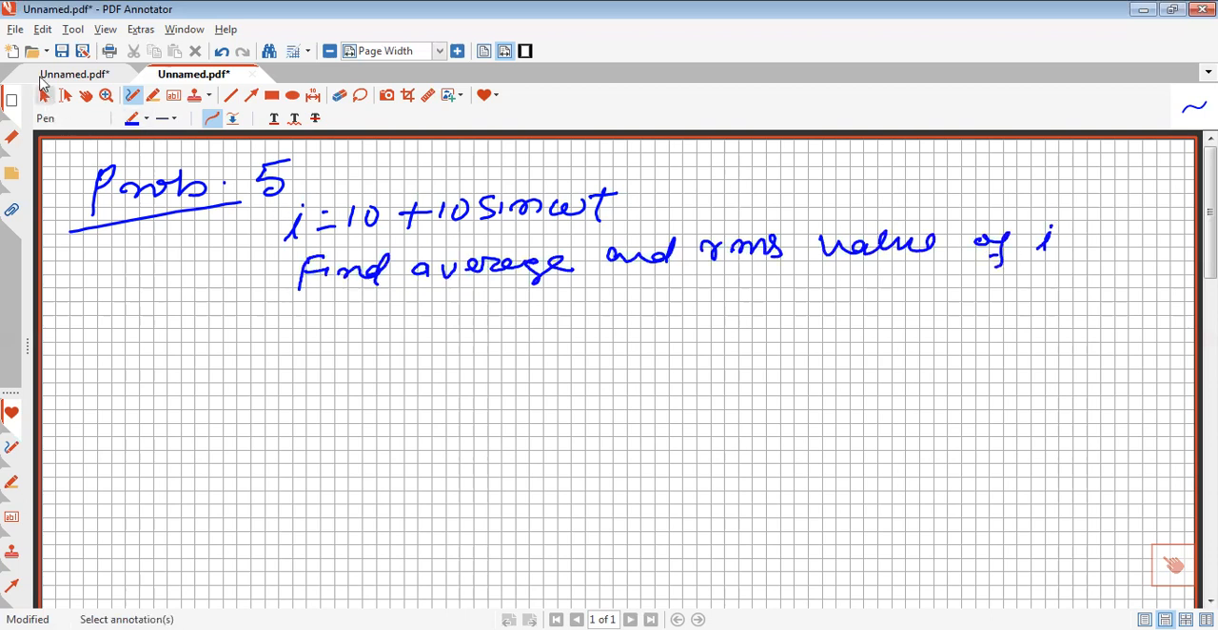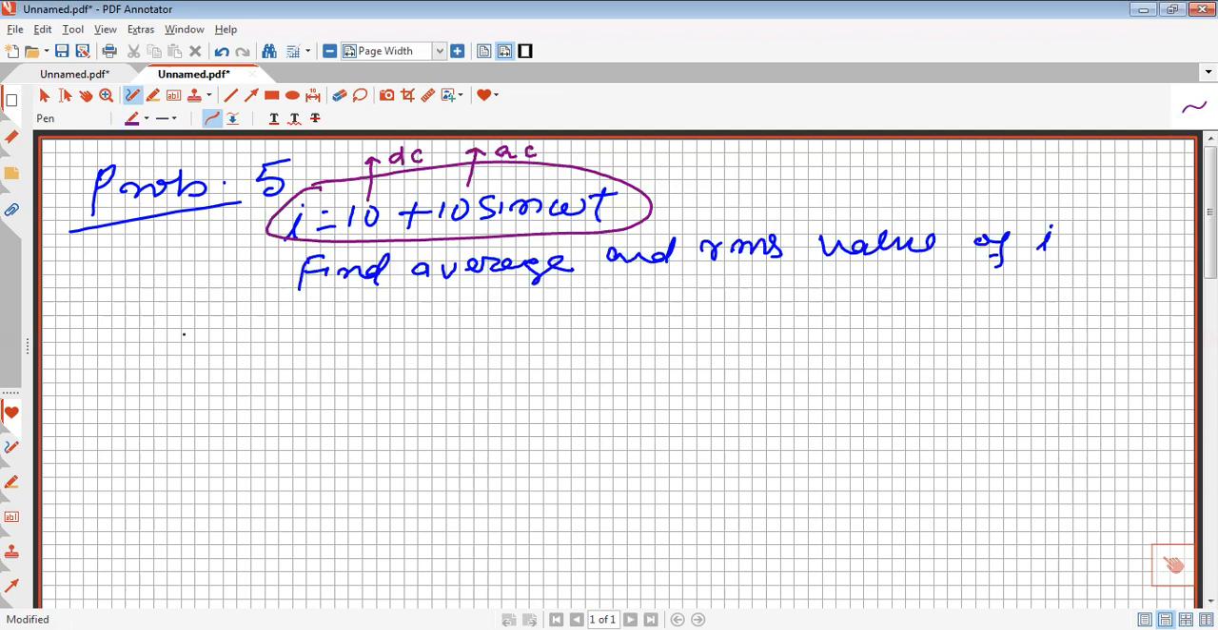We have to find the average and RMS value. To calculate the average and RMS value of this current, the instantaneous current is given, but here there is a constant current. This value is actually a constant current, or we can say it is the DC part, and this is the AC part. So this conductor is carrying current in the form of DC as well as AC.